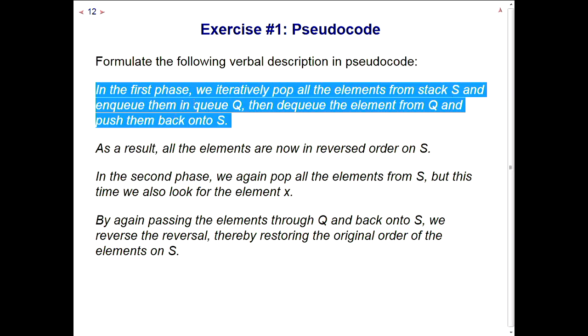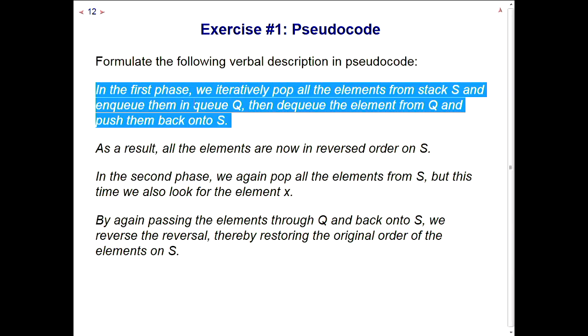Okay, so that's the first part. And then end while, this ends the first loop. How would you continue? Then we dequeue all the elements from Q and push them back onto S. So you would naturally use a similar loop and say: while Q is not empty, dequeue E from Q, and push E back onto S.